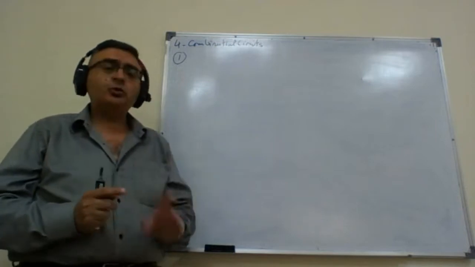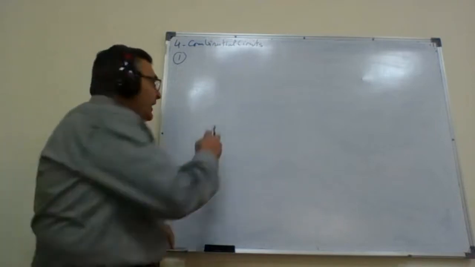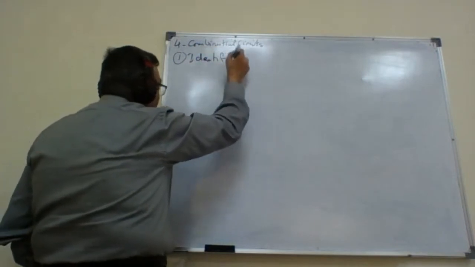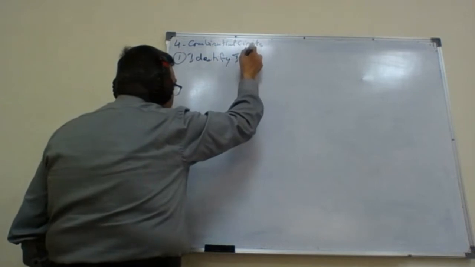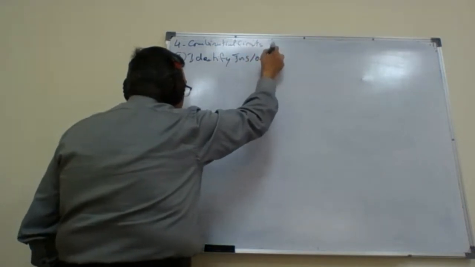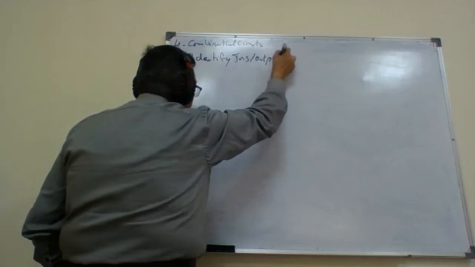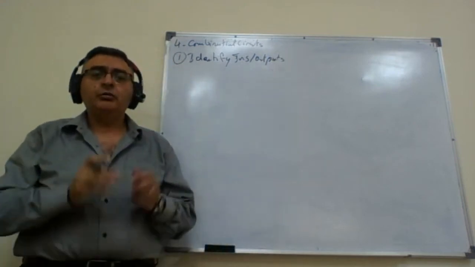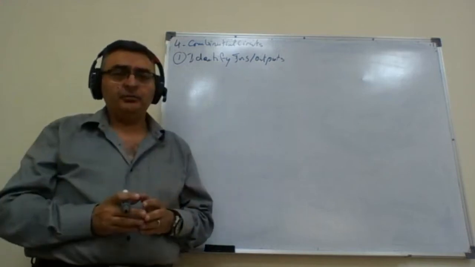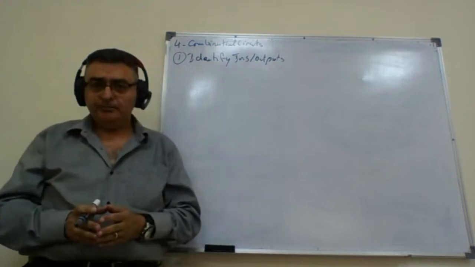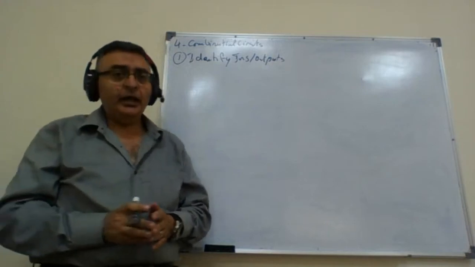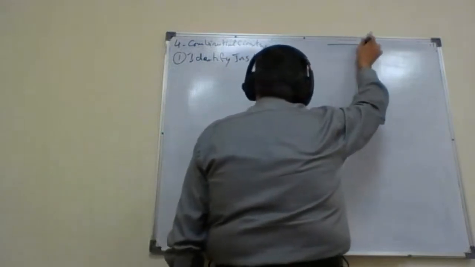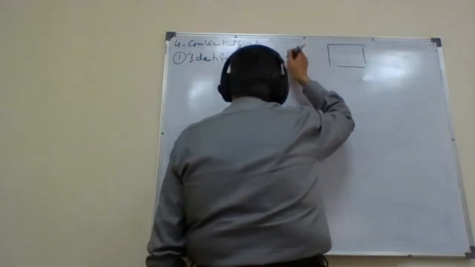Step number 1 to solve any problem is identifying the inputs and the outputs of the problem. Your first step is to identify where the inputs of the problem are and where the outputs of the problem are. This is step number 1. And from step number 1, you can start building what we call the block diagram.